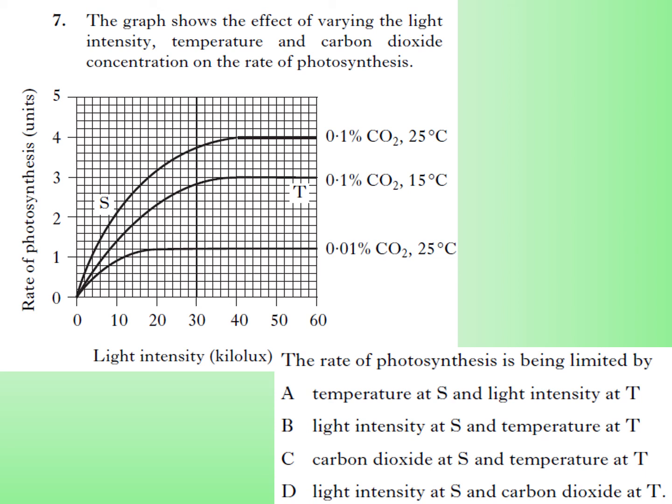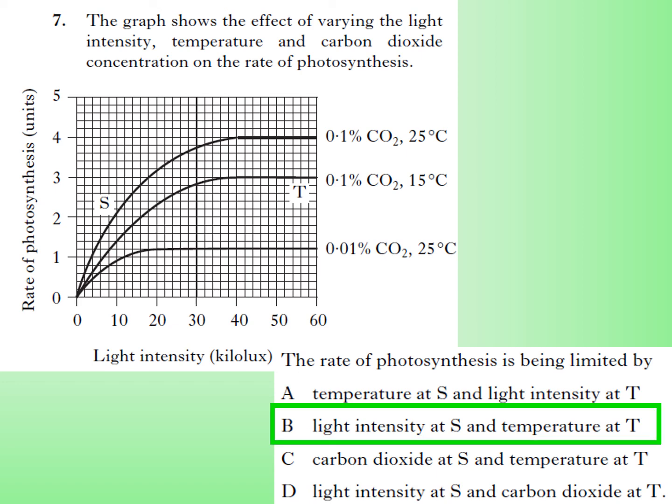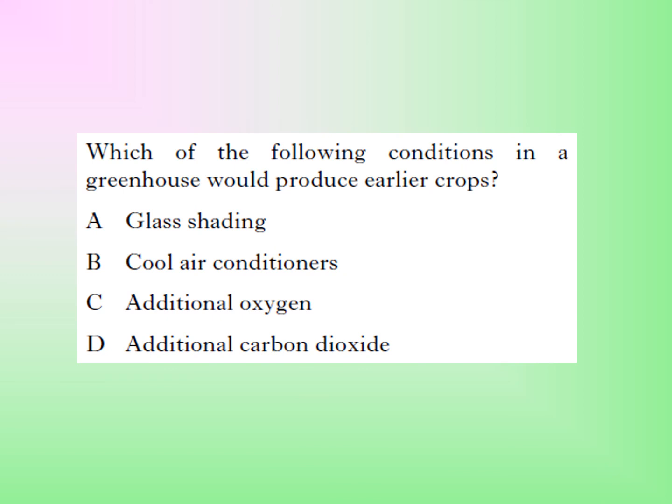So we should have light intensity, so that rules out A and C. So let's look at T. We can see that we're on the level, so we look up and spot the difference. So B. Which of the following conditions in a greenhouse would produce earlier crops? So again, you're looking for something that's going to increase the rate of photosynthesis. What do you need for photosynthesis? Carbon dioxide.